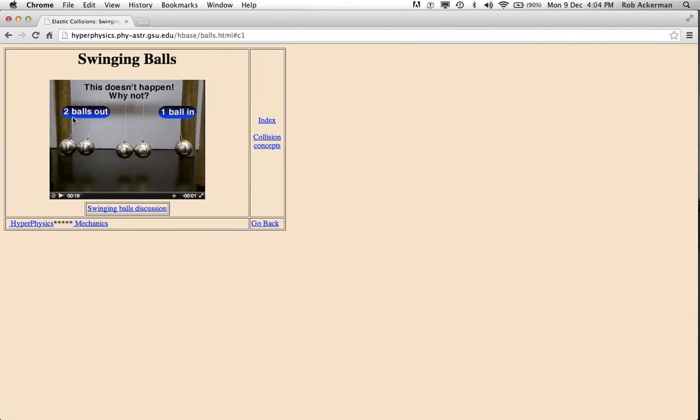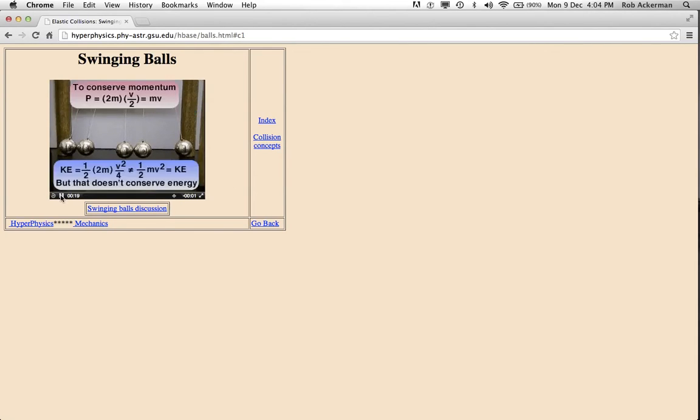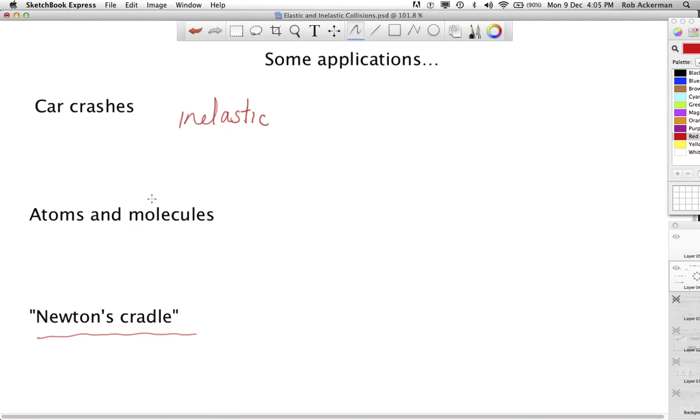If you try two balls out and one ball in, here's what happens. Now you end up with a situation where the momentum, 2 times the mass but a half the speed, which is what would have to happen, does not conserve the kinetic energy. Now, I know I've kind of rushed through this, so you should definitely look at it again, but it is a neat video to explain why Newton's cradle has elastic collisions with momentum conserved, and that's why you get all that fun stuff going on in there.